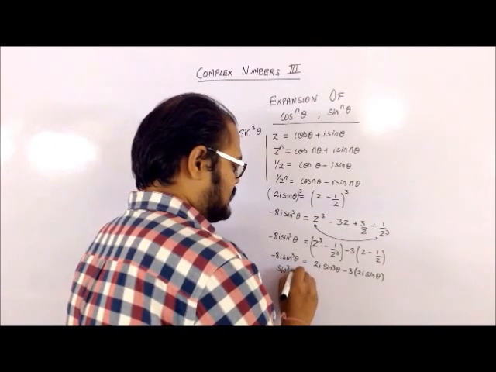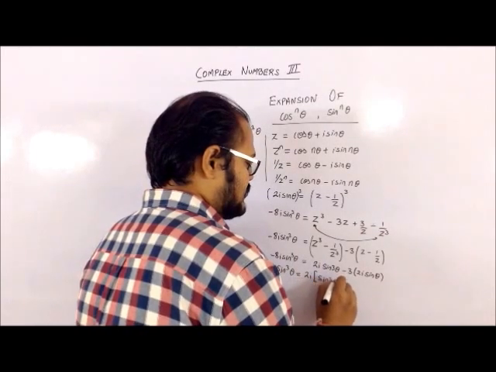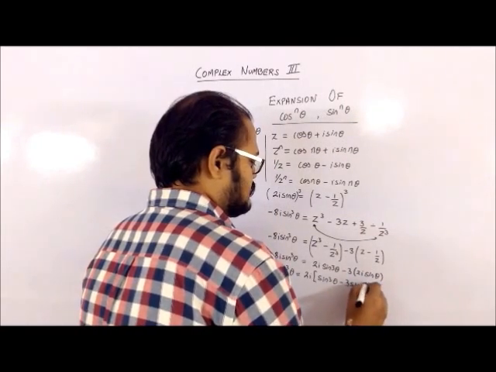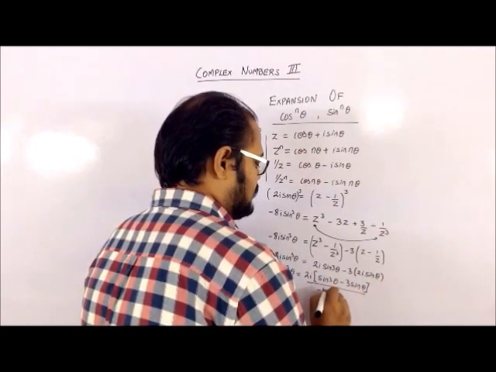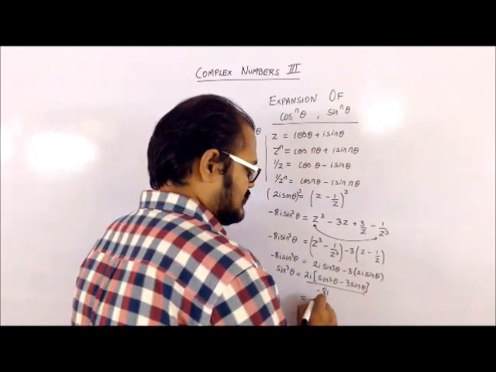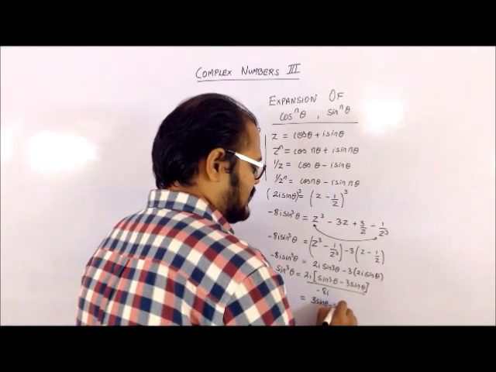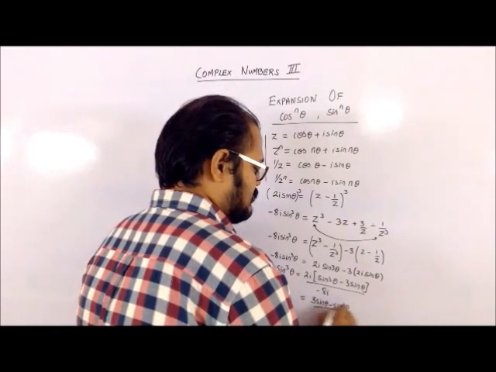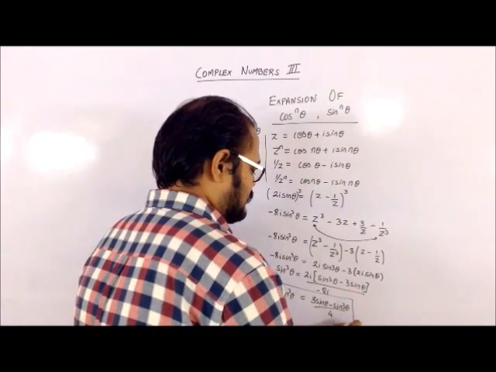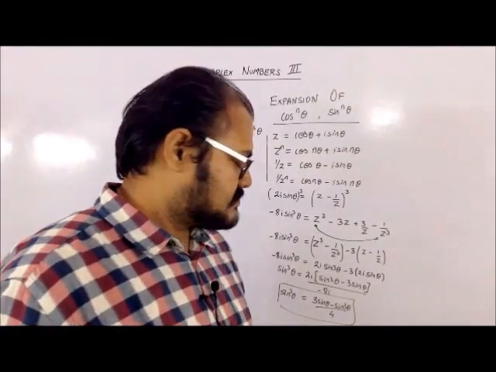So sine cube theta will be, I can take the 2i common, sine 3 theta minus 3 sine theta divided by minus 8i. The i gets cancelled, 2 gets cancelled with 8, and this minus sign can be taken inside, so I get 3 sine theta minus sine 3 theta by 4. So my sine cube theta will have the value as 3 sine theta minus sine 3 theta by 4.